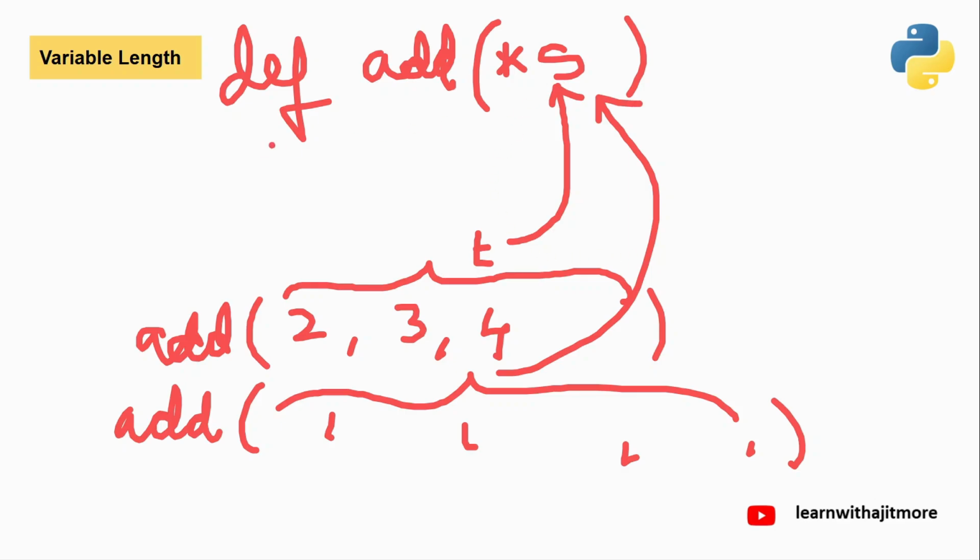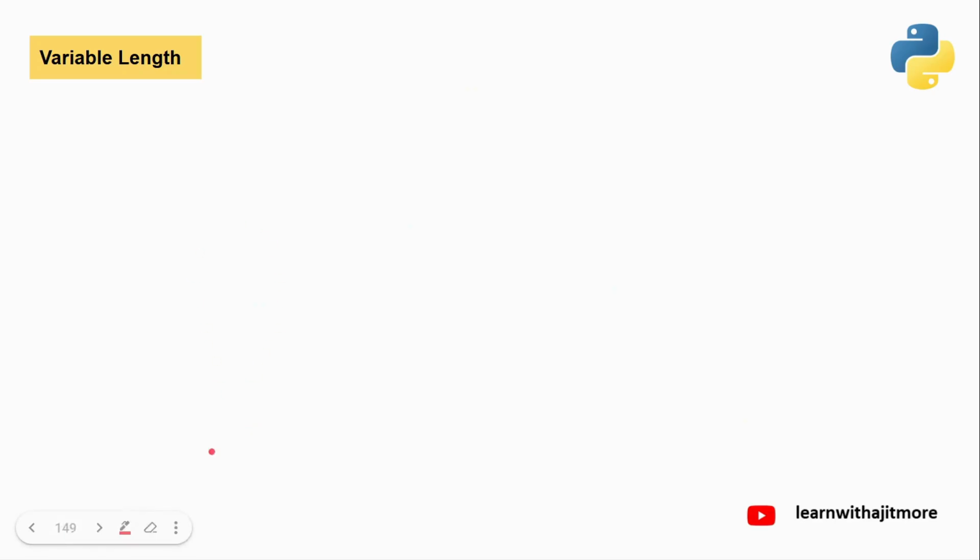And as it's a tuple, can I access that tuple inside the function using a for loop? One by one, can I access the values from it? Yes. As it's a tuple, using a for loop, I can access it. Understanding, guys? Okay, so the basic idea you got.